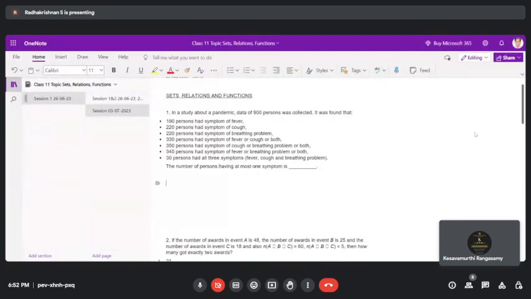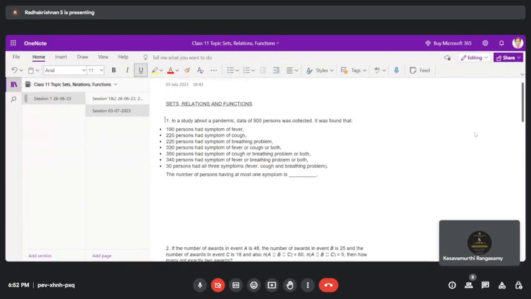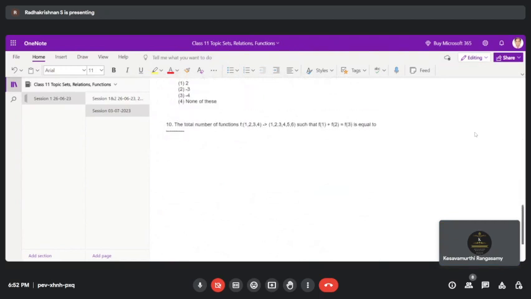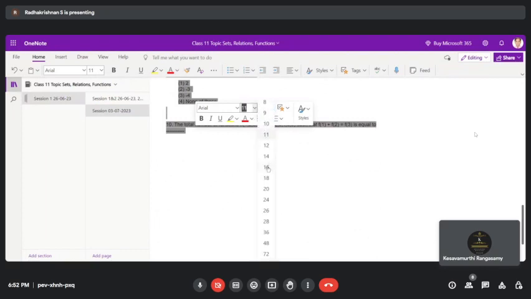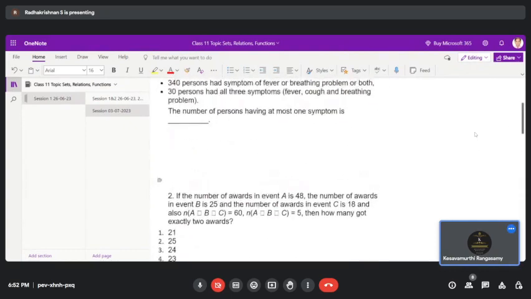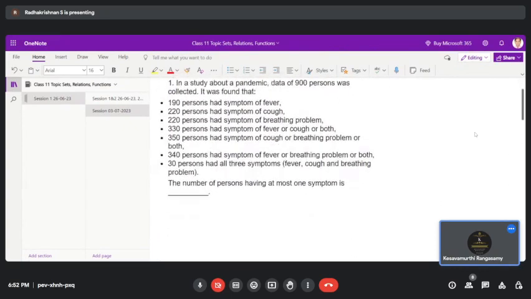Yeah, right. So, are you able to see the screen? Is the size okay or should I increase it? Please make it a little bigger. Okay. Good.